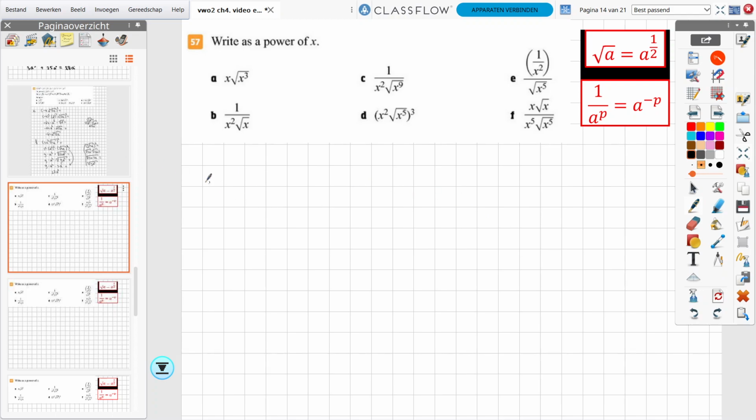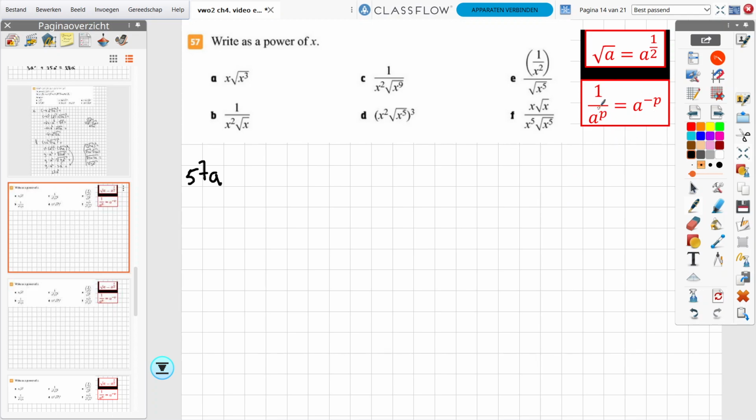Hey everyone, we're going to take a look at exercise 57. Rewriting as a power of x. And the most important rules that you should remember for that are those two here right now. If you watch the theory video or read the theory yourself, you see that the root a can also be rewritten as a fractional exponent, a to the power of a half. And this rule we know from first grade as well.